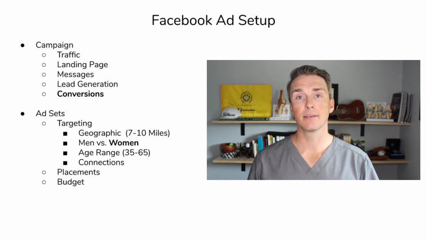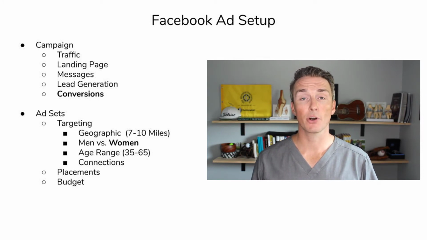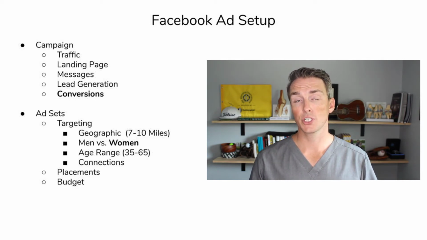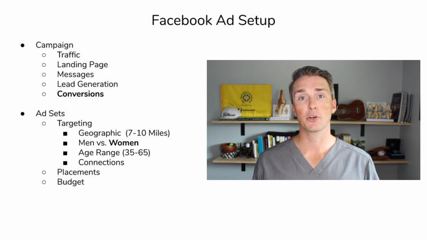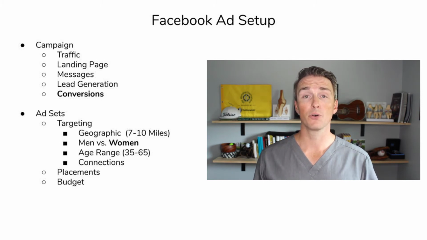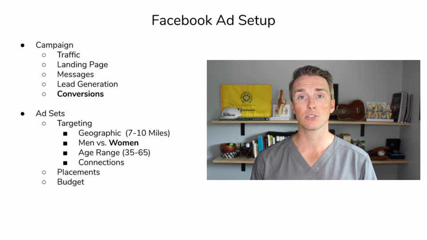Next is your ad set. Your ad set is basically your demographics and your targeting. It's who's going to see your ad. This is where you're able to select your geographic location, so a radius around your practice. In most cases I recommend 7 to 10 miles, maybe 15 to 20, or even further depending on what type of practice you have. You need to do some data mining in your own practice and figure out how far patients are traveling for certain services that you offer.